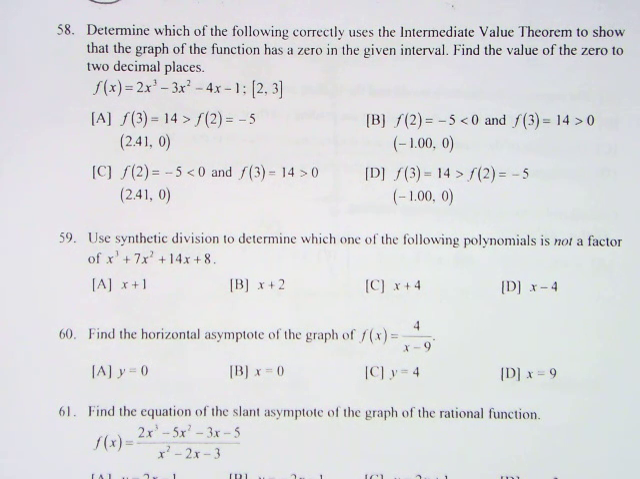Okay, number 58 on your practice final here. Determine which of the following correctly uses the intermediate value theorem to show that the graph of the function has a 0 in a given interval. Find the value of the 0 to 2 decimal places.